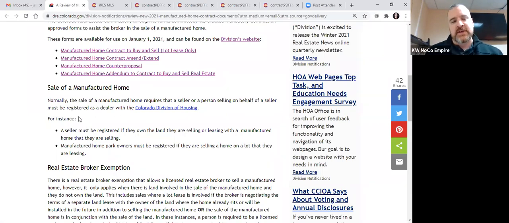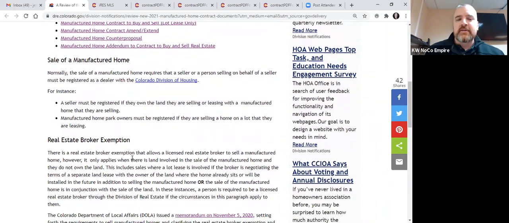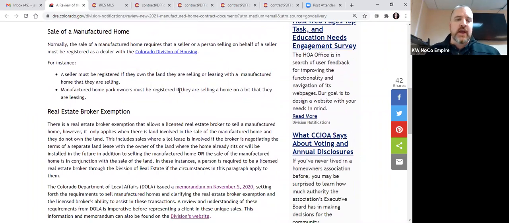Just to give some examples of who would be required to register as a dealer with the Colorado Division of Housing: a seller who owns the land that they are selling or leasing with a manufactured home that they are selling would be required to register as a dealer. Another example would be a manufactured home park, what you and I might call a mobile home park or a trailer park. The owner must be registered if they are selling a manufactured home or a mobile home on one of the lots that they are leasing. Then they have to be registered as a dealer with the Colorado Division of Housing.